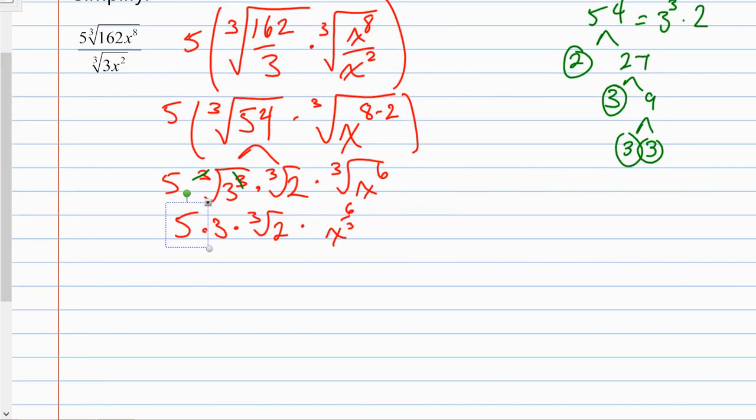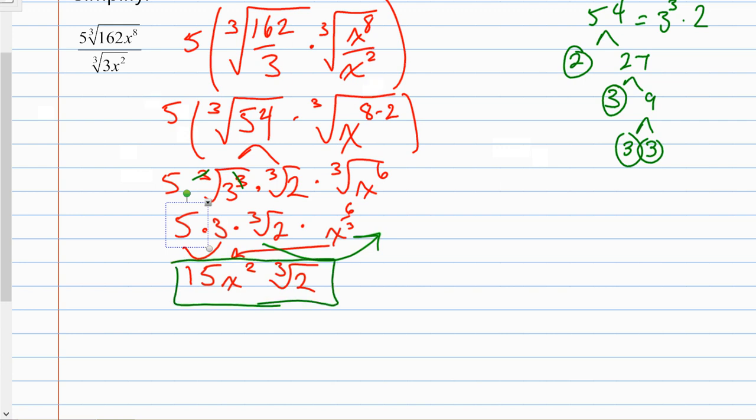So now I'm ready to write my final answer. I have a 15. So 5 times 3 is 15. These two pieces come here. I'm going to write this here as an x squared. And then my 3rd root of 2 gets tacked on at the end. The radical pieces are always going to go to the back. And that is the simplified version of this one.